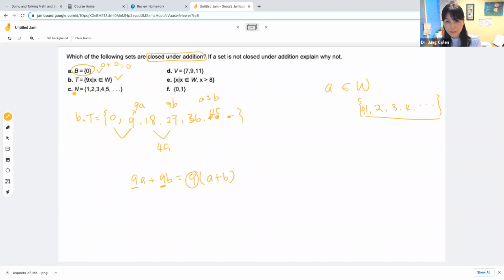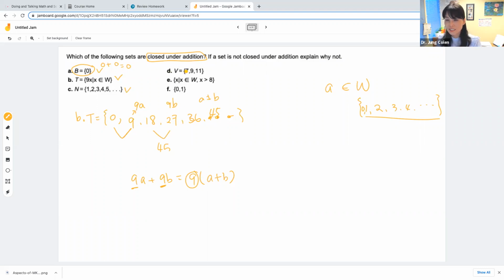How about this one? It's the natural numbers now. We are excluding 0, so it's the natural numbers 1, 2, 3, 4, 5. Pick any number. Like 1 and 1 is 2. I see that there. How about 2 and 1? 3. 3 is there. Pick any two numbers and add them together. Is it still in this set? Then yes, it is closed.